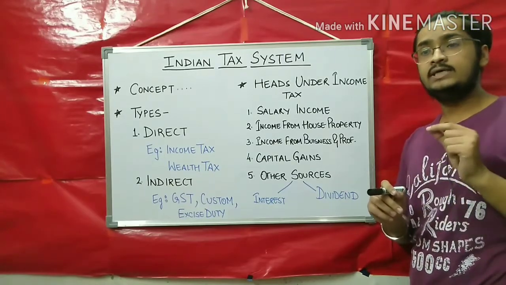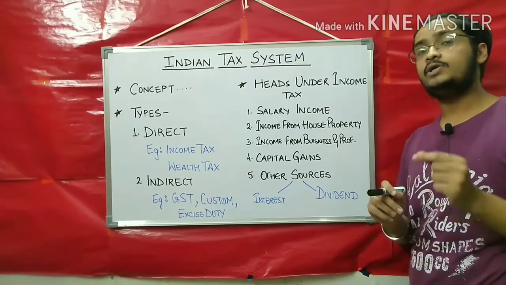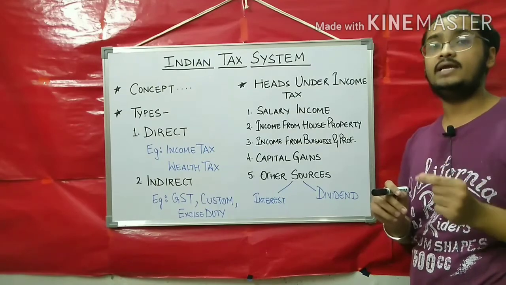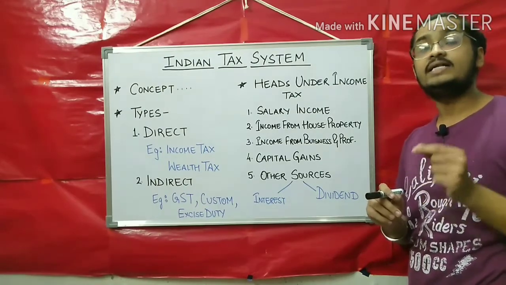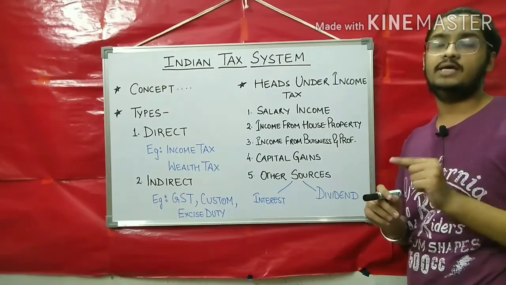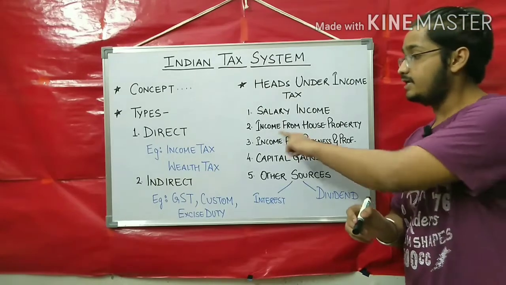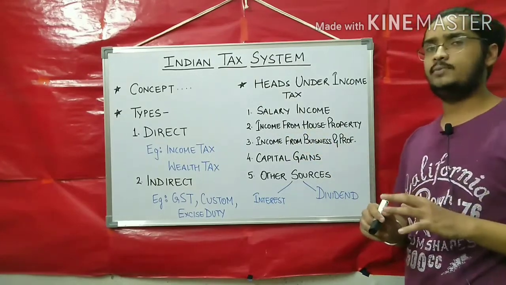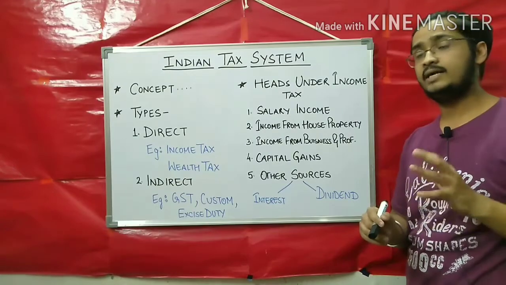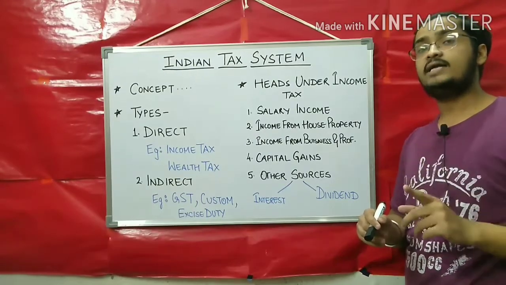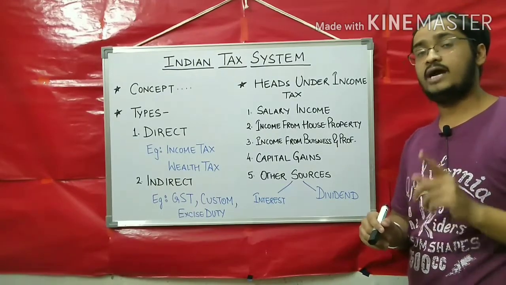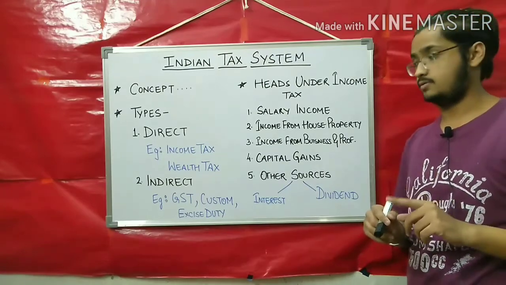Now the amount or the income that you are gaining in the form of rent is also taxable in nature. That is, income from house property. Whatever income you are gaining from the house property, that is in the form of rent, on that tax is imposed and on that you need to pay the taxes.